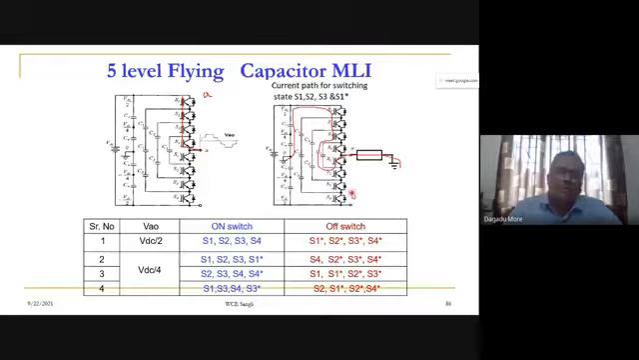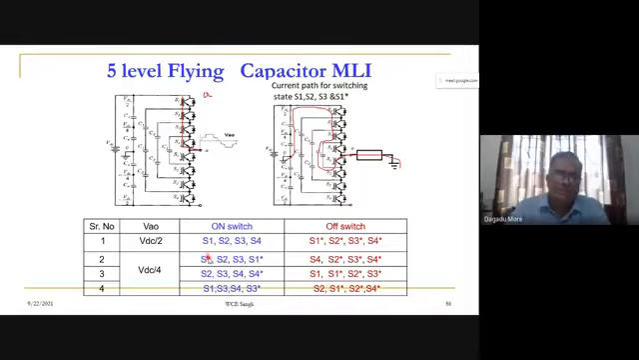Now, particular for VDC by 2, only one switching state is available. We don't have an alternative switching state. But if we want to get a plus VDC by 4 voltage across the VAO, this is our VAO, this is the O point here, we get it here. So for getting this, there are 3 possible combinations. We have shown it here.